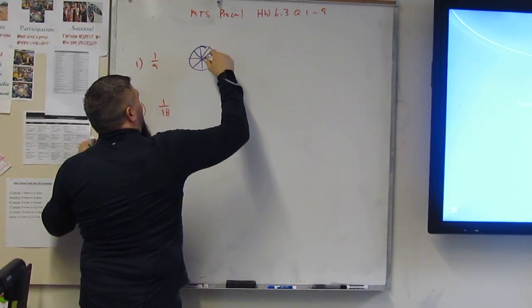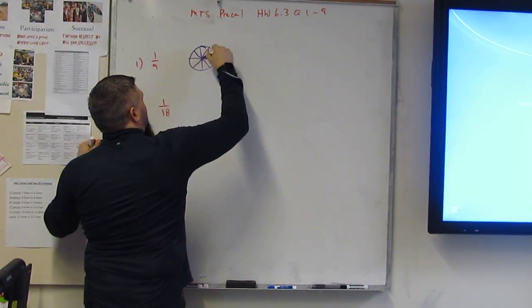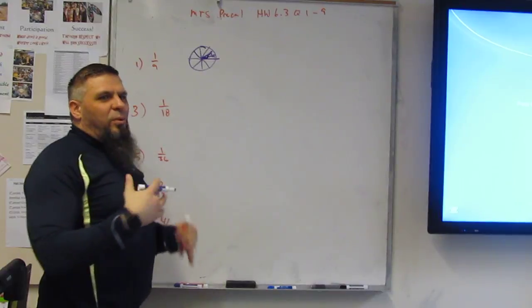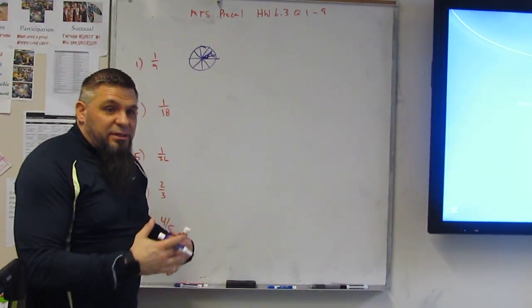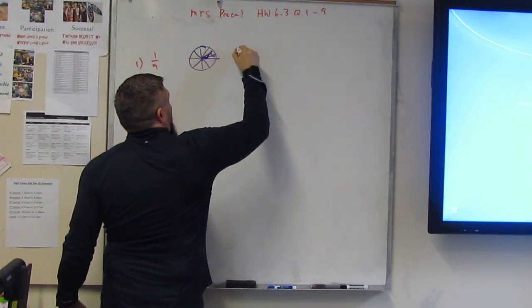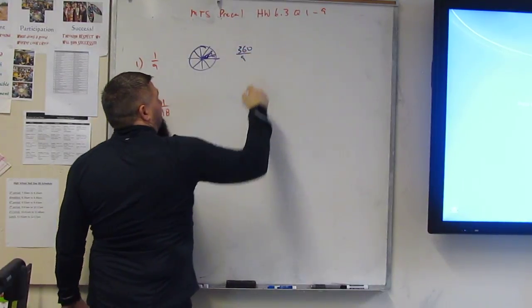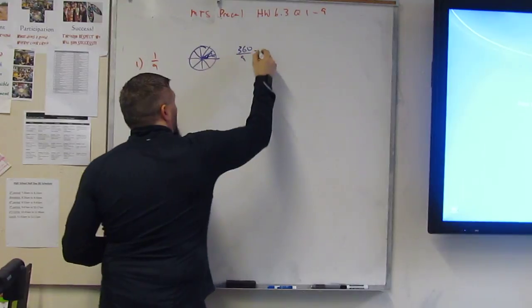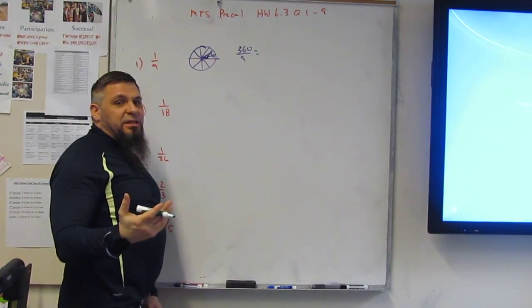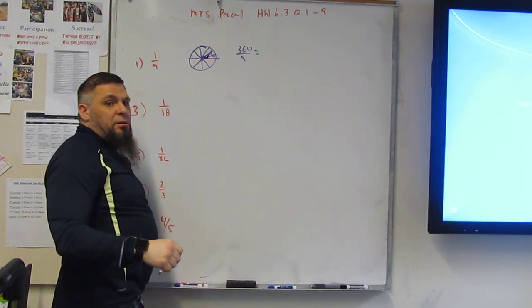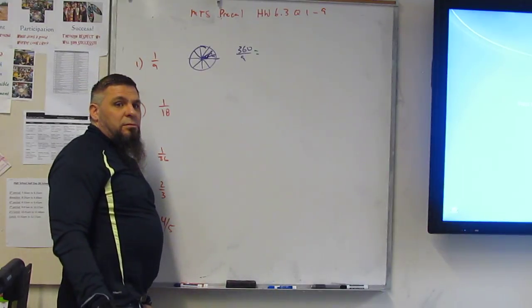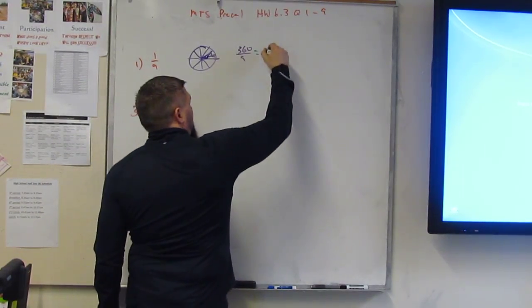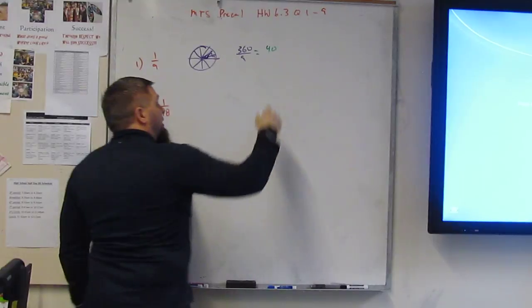Then we talk about 1/9. That's all we're talking about, just 1/9. Well, think of 1/9 of 360 degrees. That'd be 360 divided by 9, which would be how much? 9 goes into 36 four times, so that's 40. Okay, so that's 40 degrees.